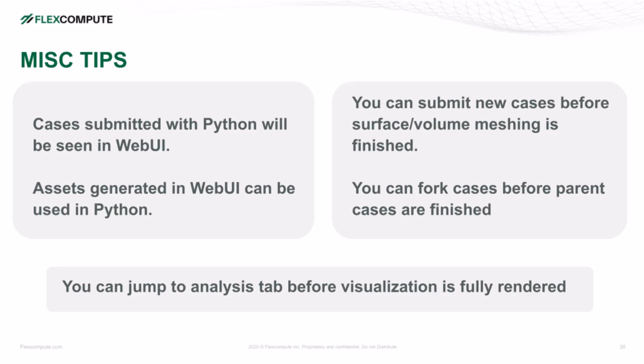Another tip is that cases can be submitted while surface or volume meshing is still being generated. Similarly, you can also fork cases before the parent case is finished solving. This is helpful for alpha sweeps where the cases will continue to run, so you do not have to come back and fork the case after the run is complete.